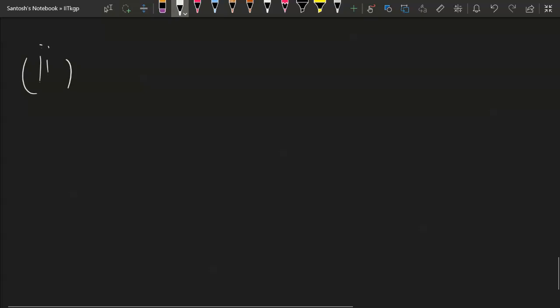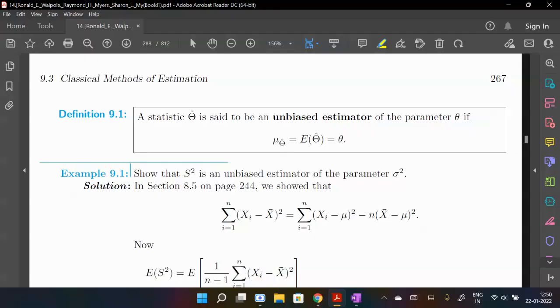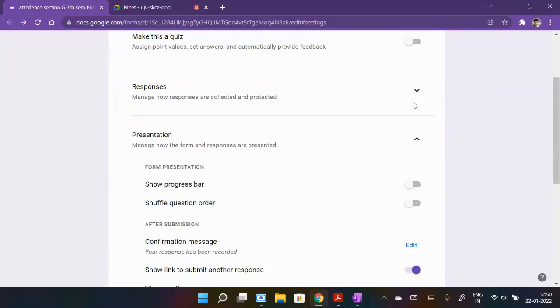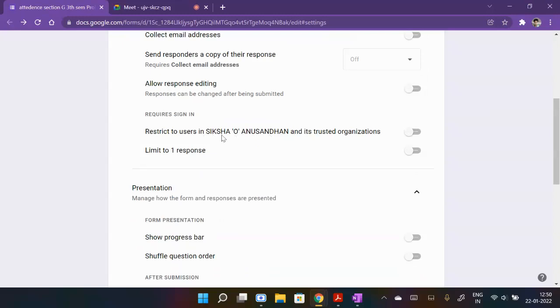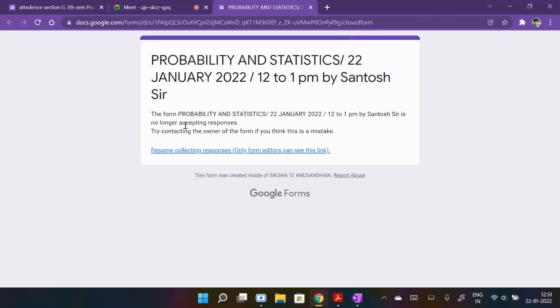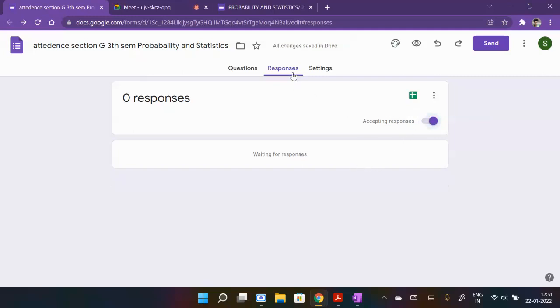Okay, so till then you fill the Google form and I'm solving the second part of that question. Sorry, not accepting any responses. Oh, got it, so it is restricted. So let me make it. What is it saying? It is not restricted. Oh, one minute. The form, this is this. No, this is not open. This form is not open. Yeah. Okay, now you can fill.